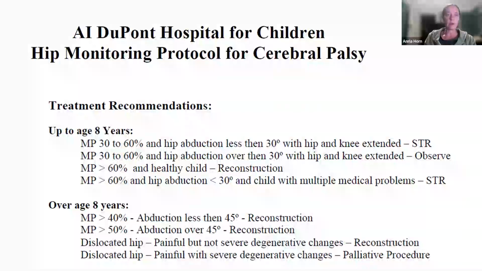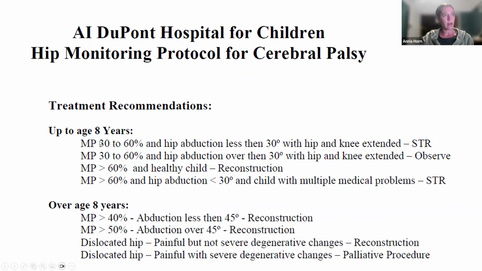So in terms of who gets what operation, this is a treatment recommendation from a big children's hospital in the States that I've always sort of used as a reference. However, it is relatively old. It's from about 2011, 2012, and I no longer really agree with it.